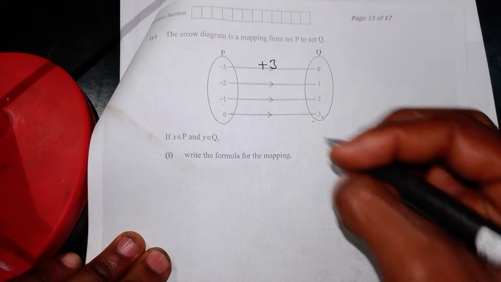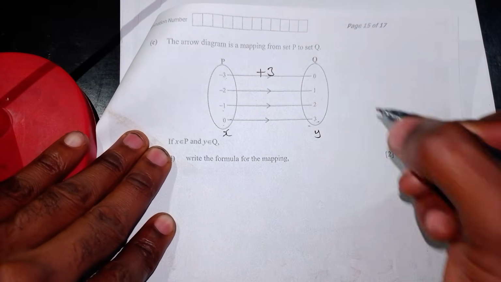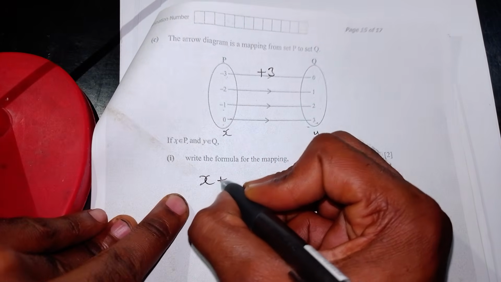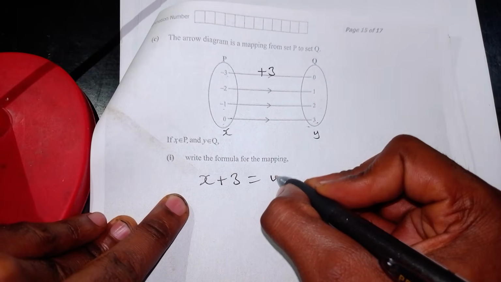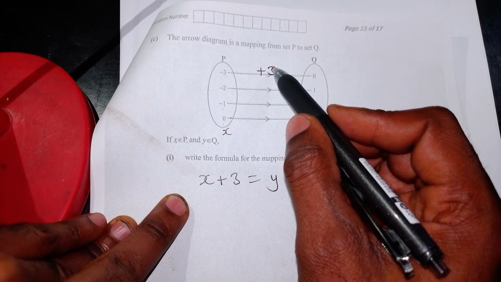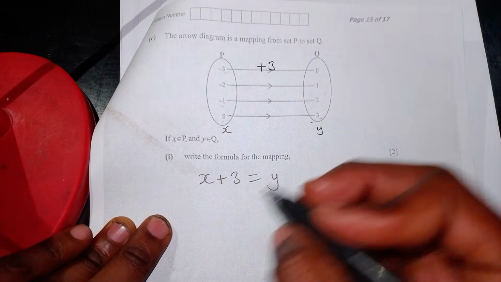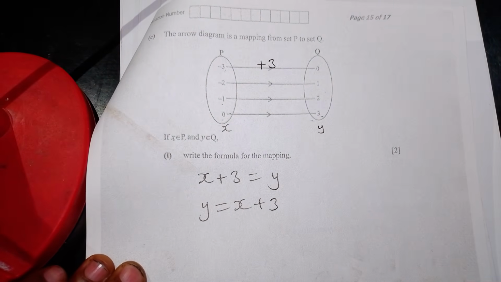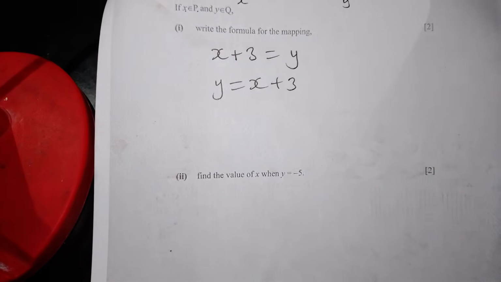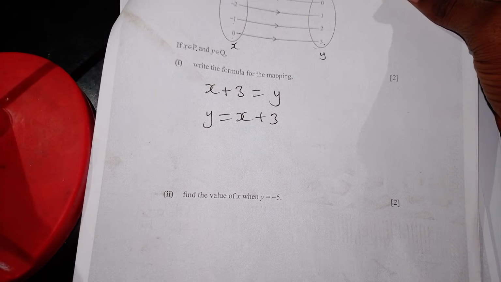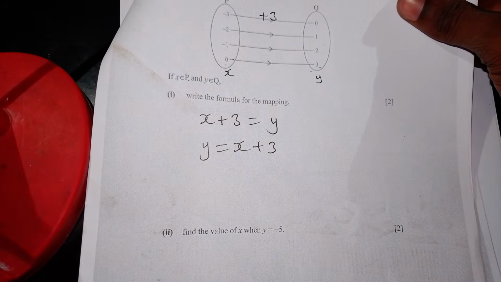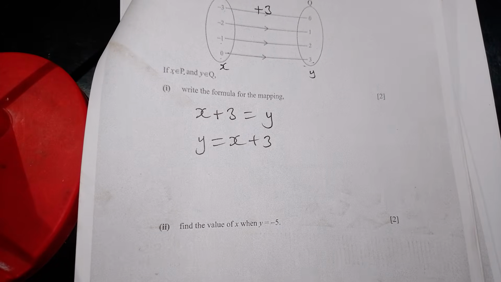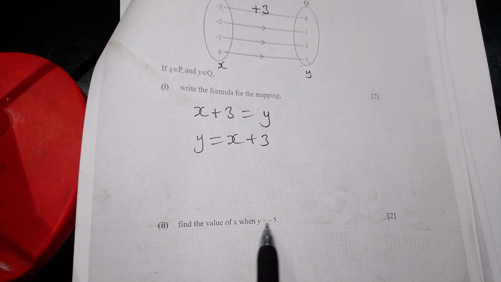So you can say, since this is your X and this is your Y, remember X is from P. So this means X plus 3 is equal to Y. Whatever you have here plus 3, you get whatever you have here. But of course, we normally write this as Y is equal to X plus 3. So you are free to use any method of your choice here. We also have formulas which we can take advantage of to find the equations, but I think it's better this way.